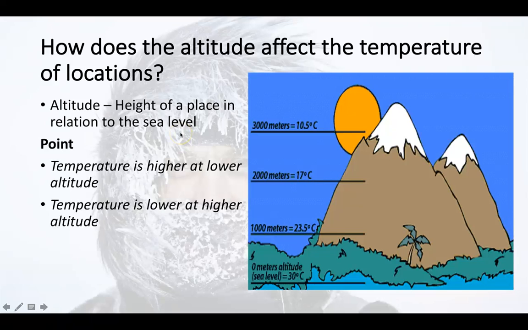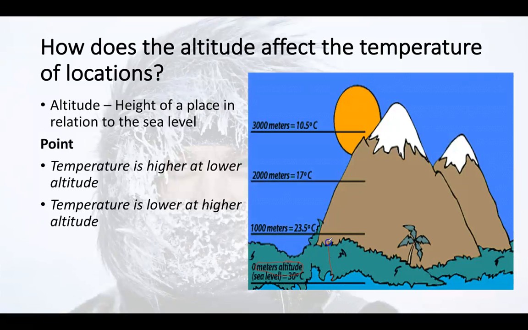Now, what does altitude mean? Altitude is the height of a place in relation to the sea level. Most of Singapore is at 0 meters sea level or 0 meters altitude. This is called sea level. In fact, can you guess the highest point of Singapore? The highest point in Singapore is actually only 164 meters high, and that is Bukit Timah Hill.